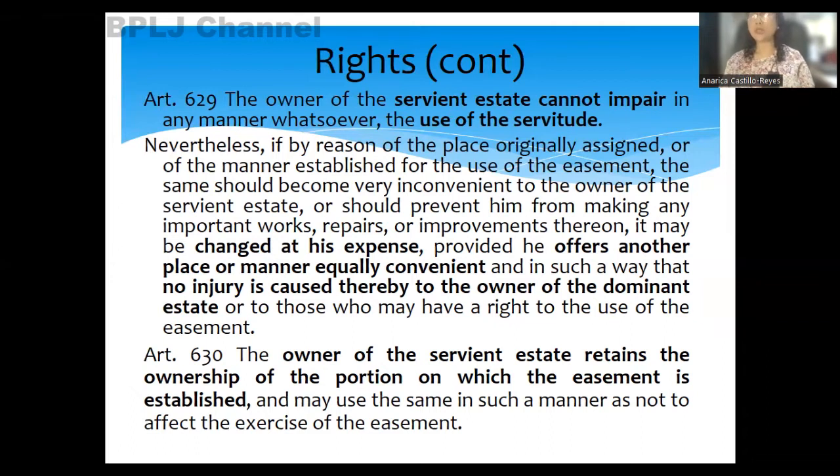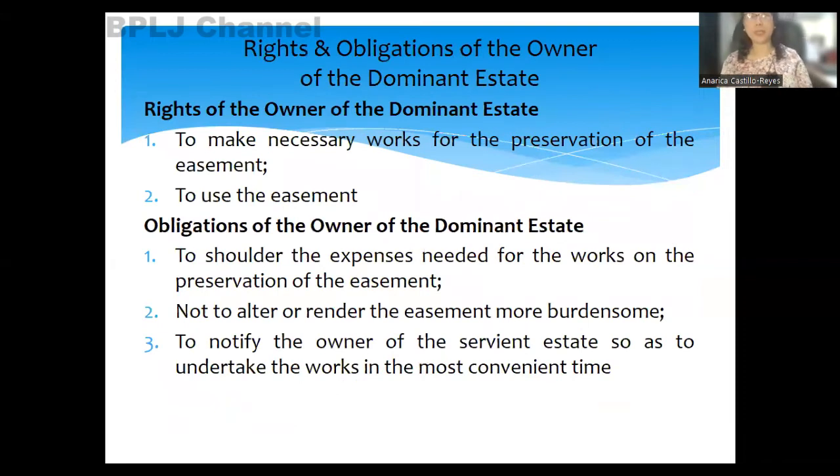Again, one of the rights also of the servient estate is that he retains ownership of the portion on which the easement is established and may use the same in such a manner as not to affect the exercise of the easement. Okay? What are the rights and obligations of the owner of the dominant estate? Again, to use the easement. Okay, to use and enjoy the easement. That is his primary right as owner of the dominant estate. Second, to make works, necessary works for the preservation of the easement.